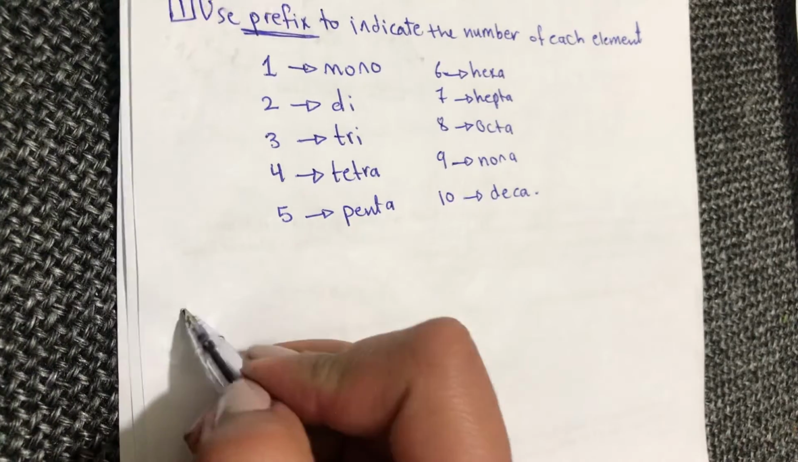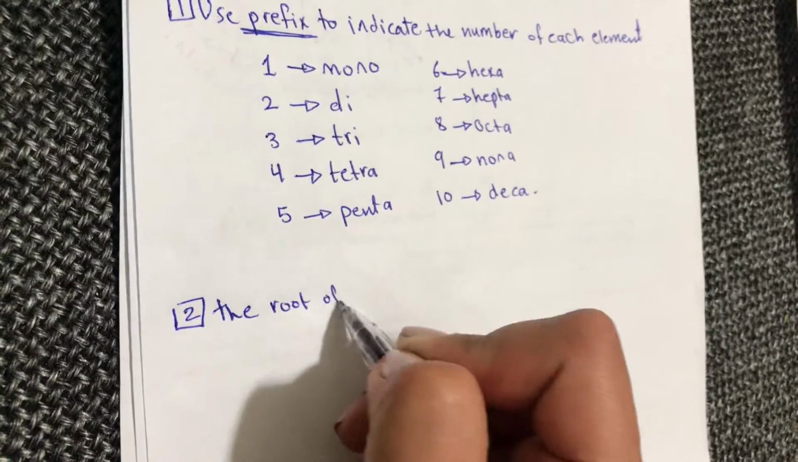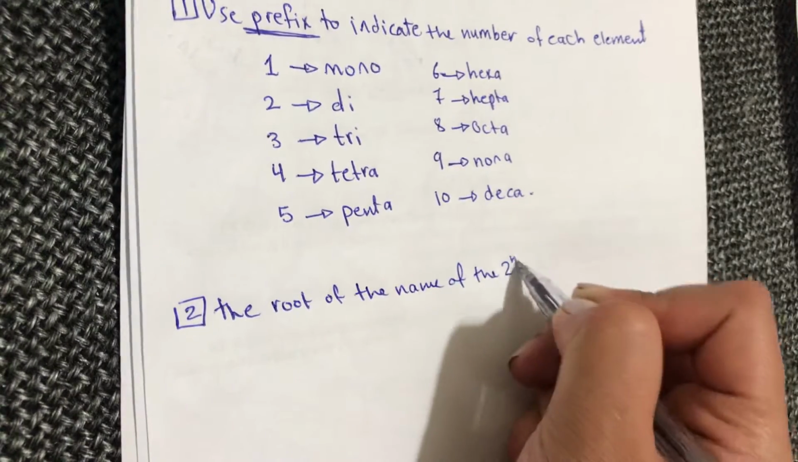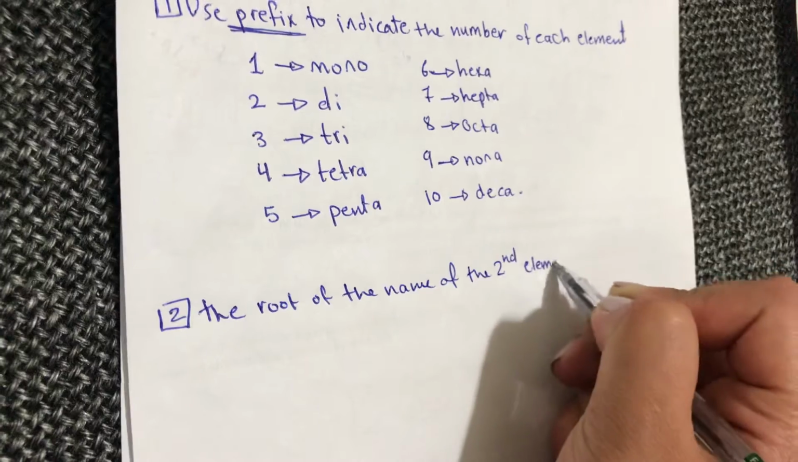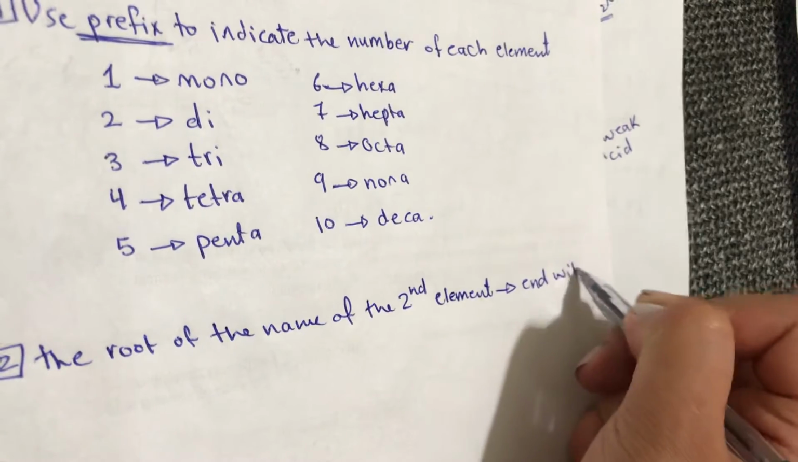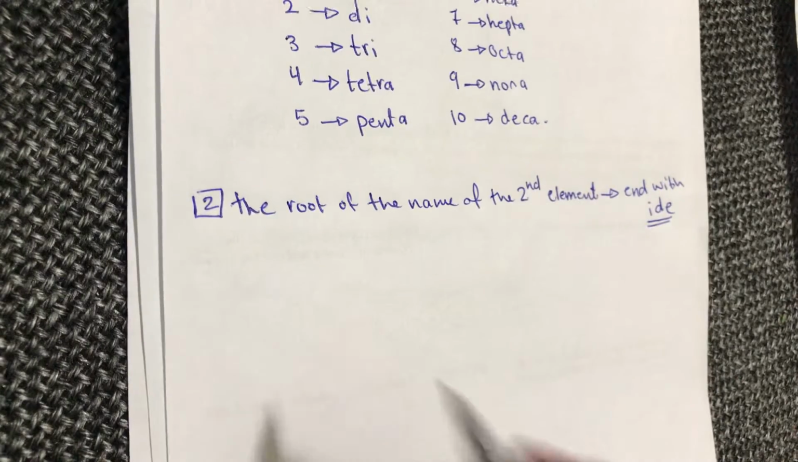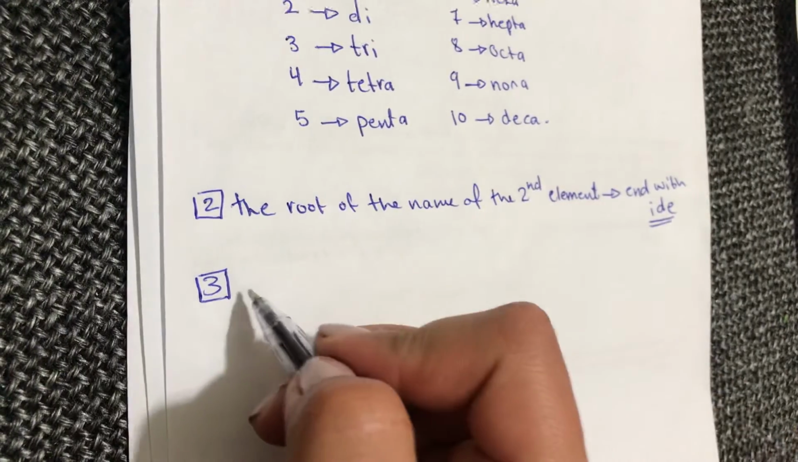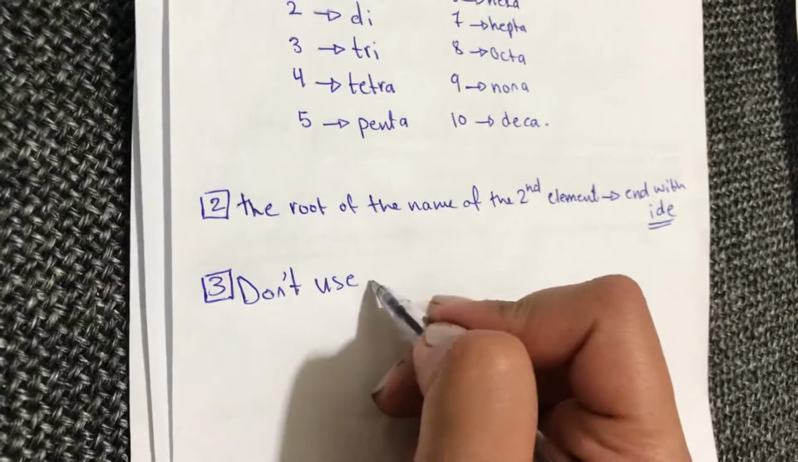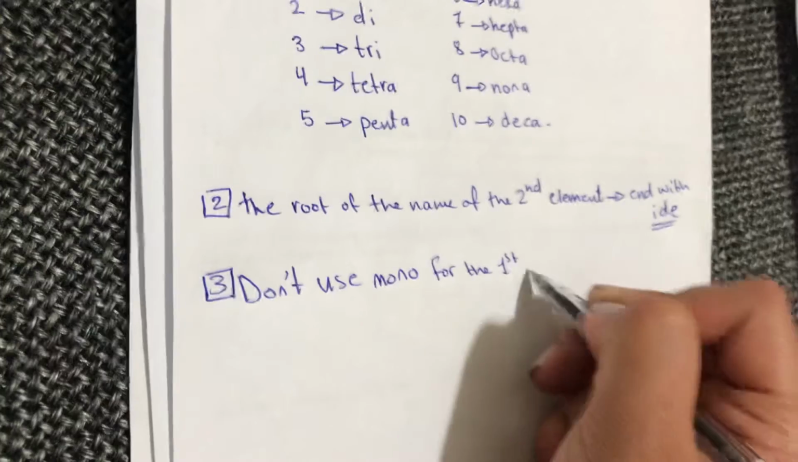Rule number 2, the root of the name of the second element must end with IDE. Rule number 3, don't use the prefix mono for the first element.